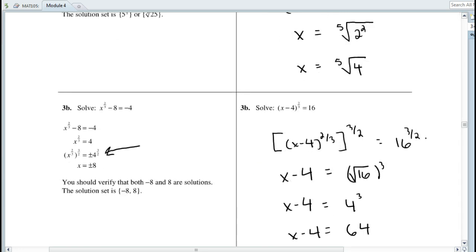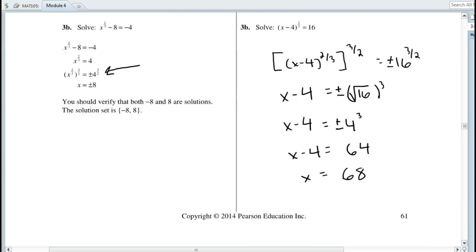But right here, we did the 3 over 2 step. We actually need to remember to do plus or minus. So we should get plus or minus this number. So we're actually going to get 2 answers. We're going to get x equals 68, so positive 64 plus 4, or negative 64 plus 4, which gives us x equals negative 60. So we need to check and see if both of these work.